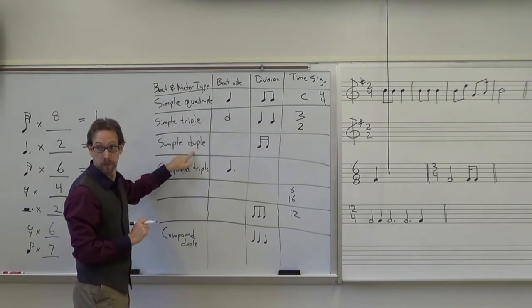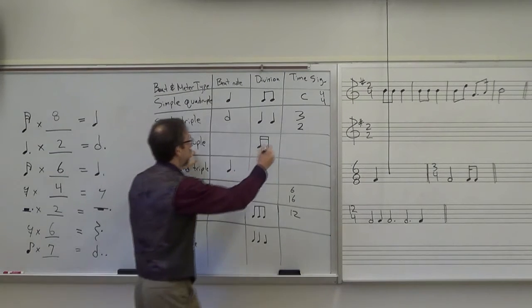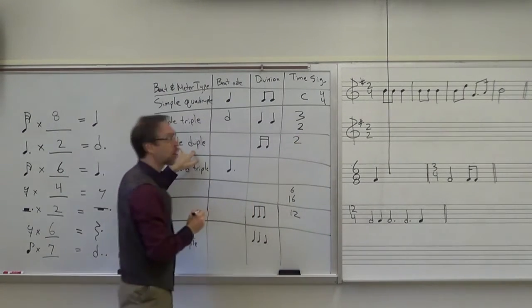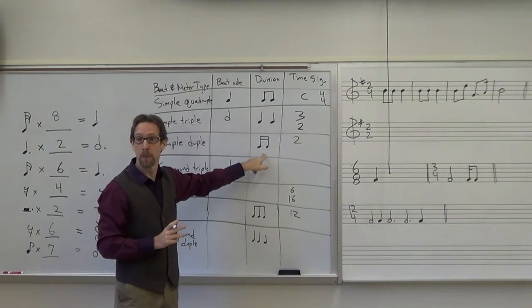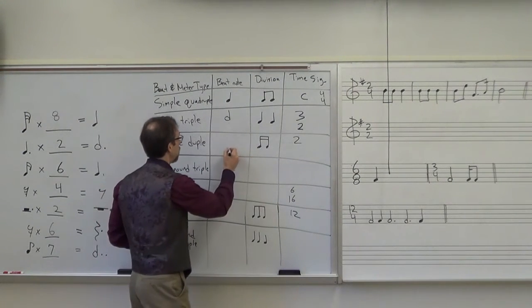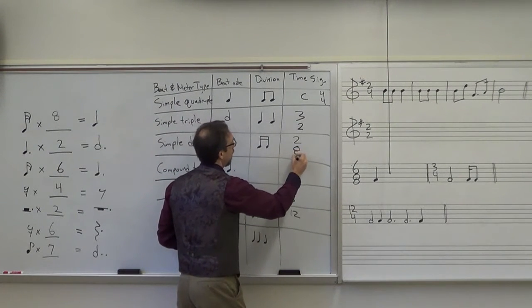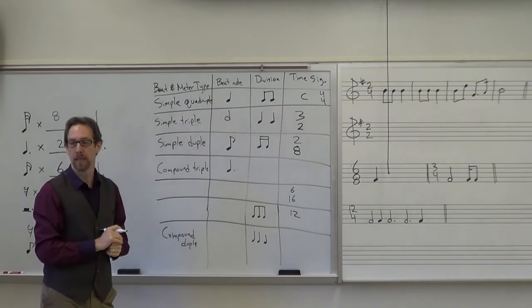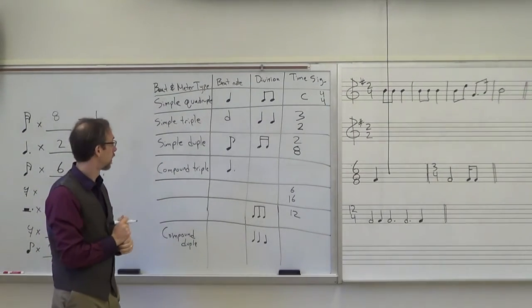Simple duple, again, with just this information, we know that it's going to be a 2 on the top, but we don't know what the bottom is. Well, the division of the beat is going to help us figure that out. If the division of the beat is two 16th notes, that means the beat is what these two would add up to, which would be an eighth note, which means we write 8 as the bottom number for our time signature. So 2/8 would be our time signature.